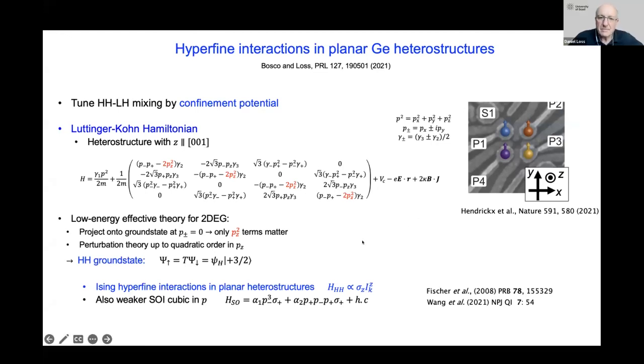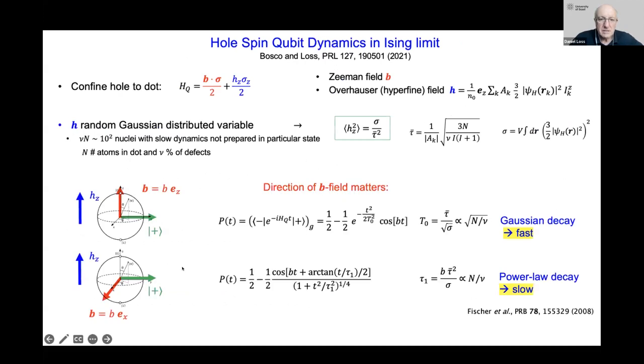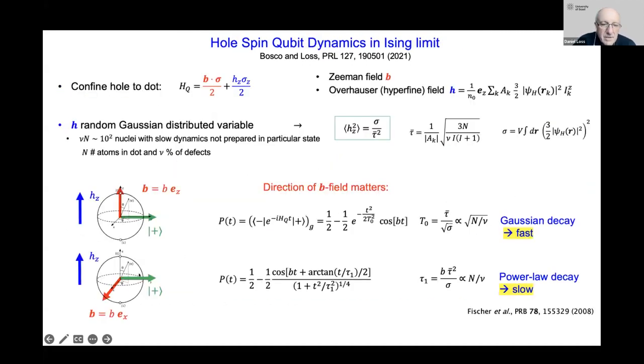Okay, so I will not go into more detail, just to say that one can calculate now the contributions of hyperfine interaction in the low energy sector. An important fact is that the direction of the magnetic field matters. So the hyperfine field of many nuclear spins forms an Overhauser field, as is indicated here, just adding up the nuclear spins. It gives an effective field seen by the electrons or by the holes. And this field has a Gaussian distribution. Now, if the direction of the applied magnetic field is along this hyperfine field, then we have a Gaussian decay, which is fast. Whereas if it's perpendicular, we have a slow decay, a power law decay.